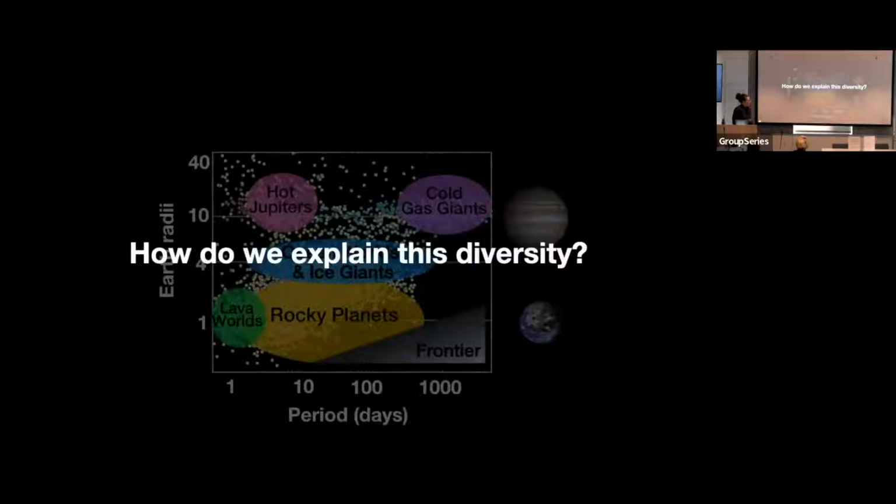And the key question is, how do we explain this diversity? What I've shown you just has this huge amount of variety in the exoplanet architecture. Why are they so different? What's happening?